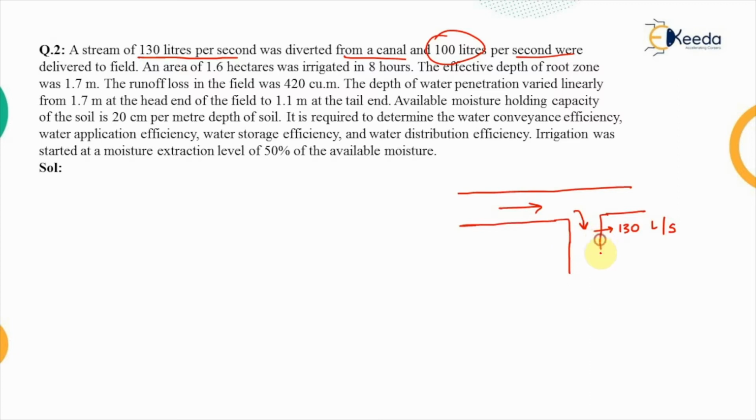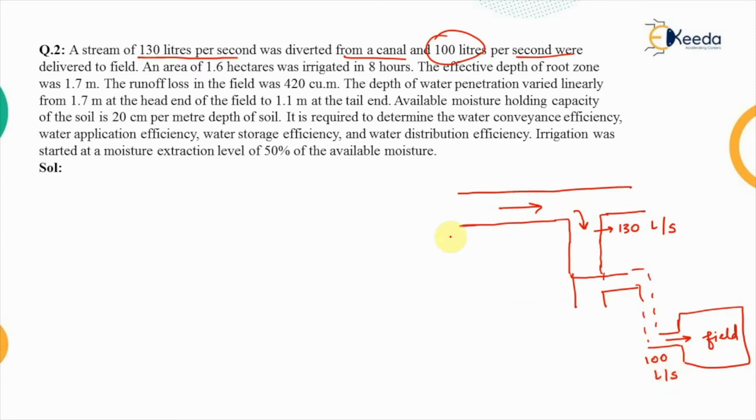That means there was certain other branching, and after that, when it ultimately reached the field, the water supplied had a discharge rate of 100 liters per second. Now the area which was irrigated was 1.6 hectares, in 8 hours.